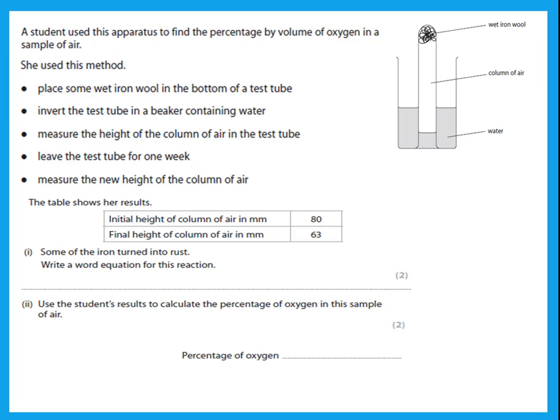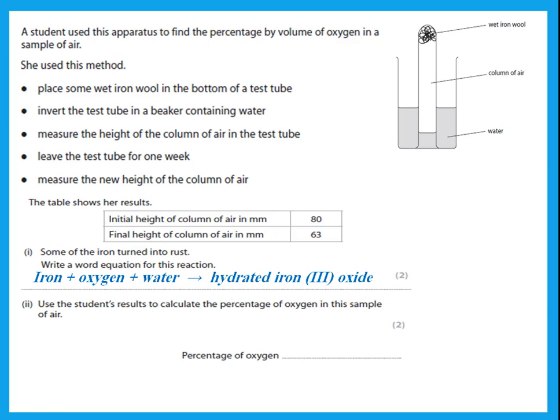Some of the iron turned into rust. Write a word equation for this reaction. If iron turns into rust, how do we write this as an equation? We said iron needs what? It needs oxygen and it needs water, and what is formed is what we call hydrated iron 3 oxide. So that is the word equation.